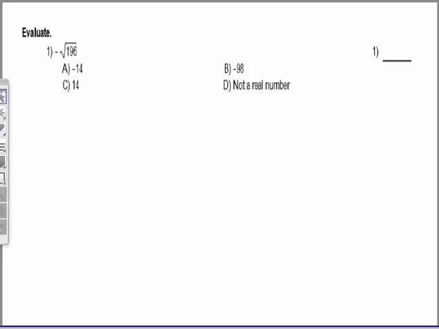So in order to simplify this, radical 196, what you do is you break that 196 into its prime numbers. Okay, you can draw the line here.